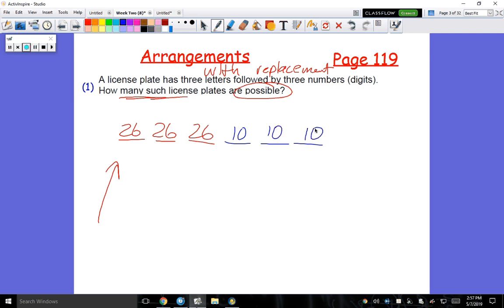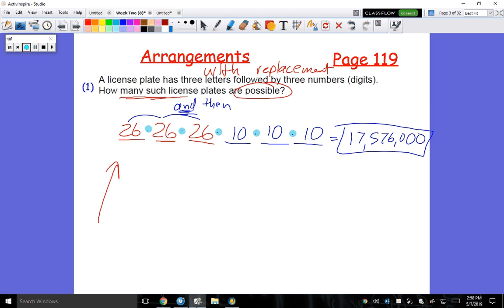This is not the case all the time. Now look, there's a word that should be up here that is not. But it means to multiply all these numbers together. What's the word? And. So it would be 26 letters, and then you would pick another 26 letters, and then, and all the times that you're saying and, this is when you're going to multiply these possibilities. Okay, so you get 17,576,000 different ways that you could create a license plate.